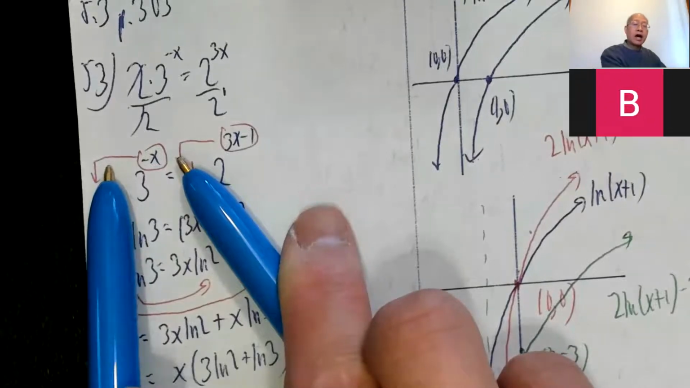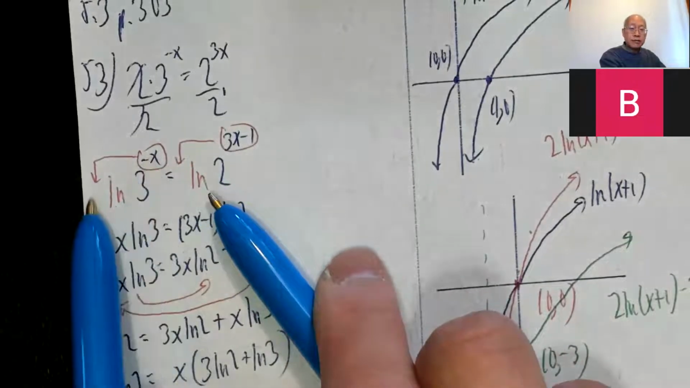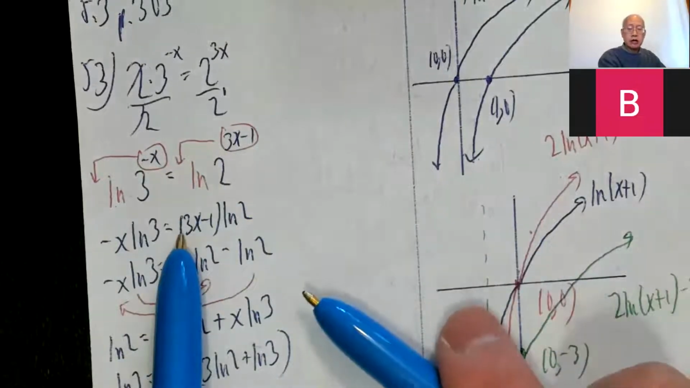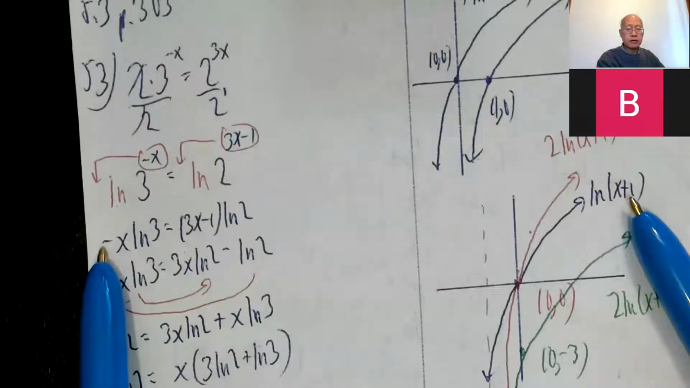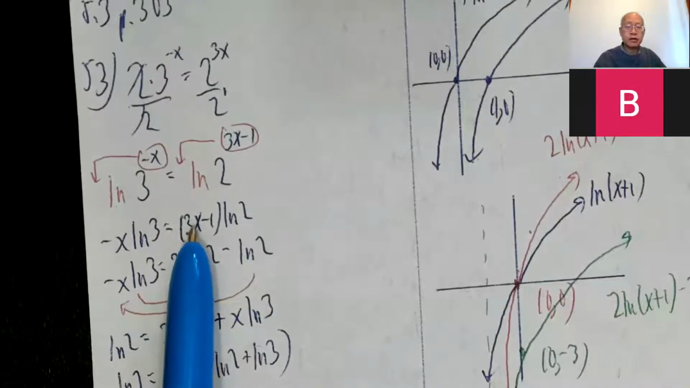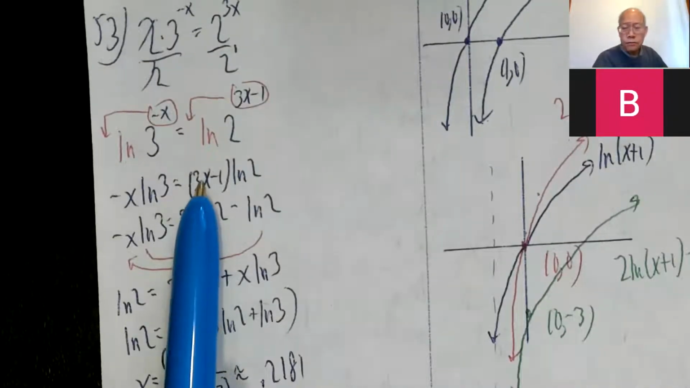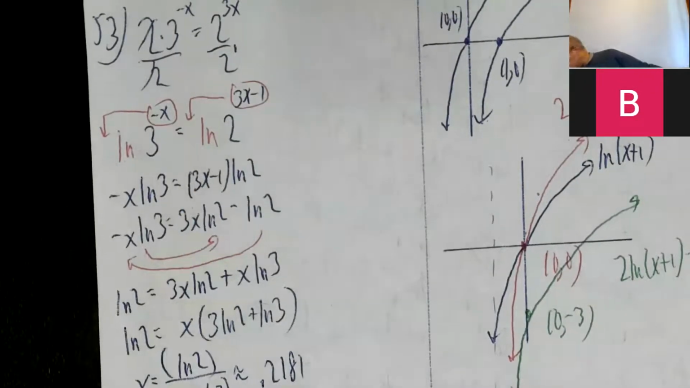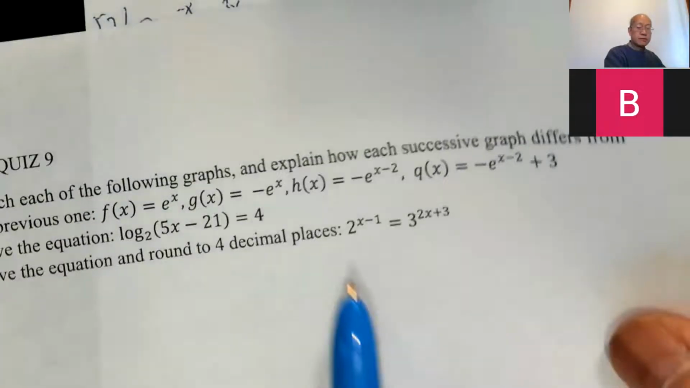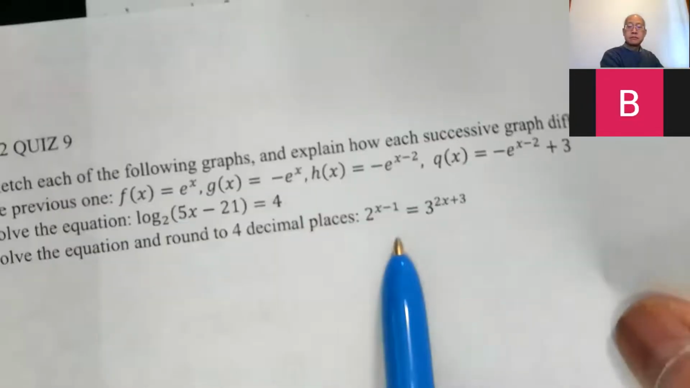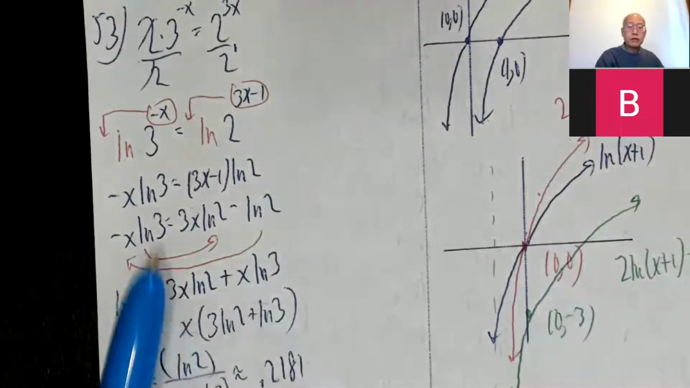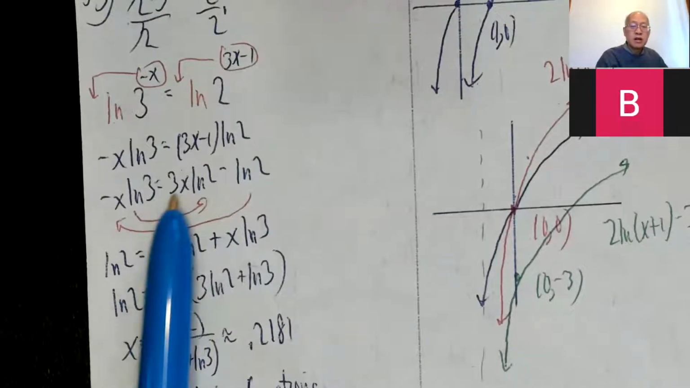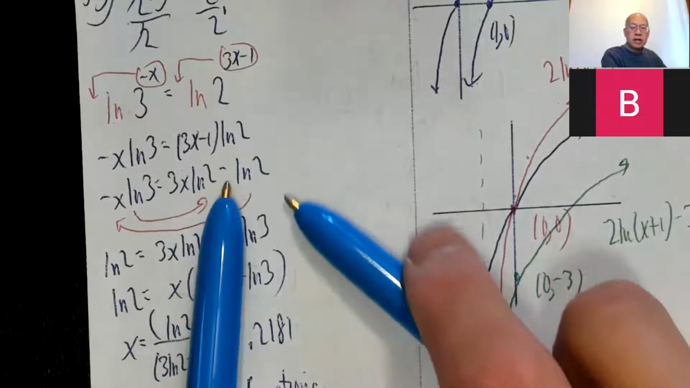But anyway, ln both sides. Then this exponent comes down. This exponent comes down in parentheses. Well, this one you don't need parentheses because you're not adding or subtracting anything. This one you definitely want parentheses. Pretty much the same. Okay, distribute: 3x ln 2 minus ln 2.